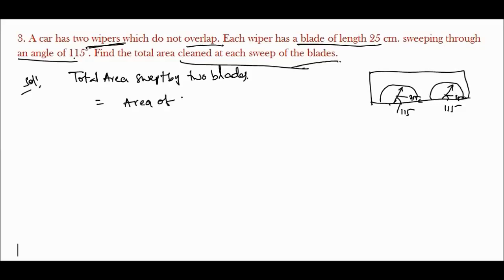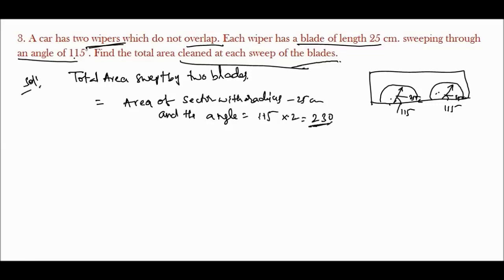Area of a sector with radius equal to 25 centimeters, and the angle is equal to how much? 115, right? Here there are two wipers, so 2 times 115, 230 will come. So we need to find the area of the sector, then only we can get this cleaned area.